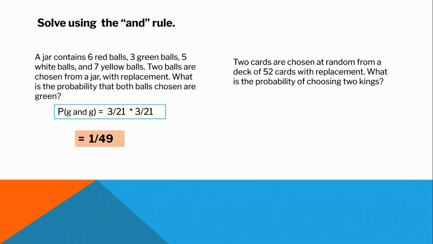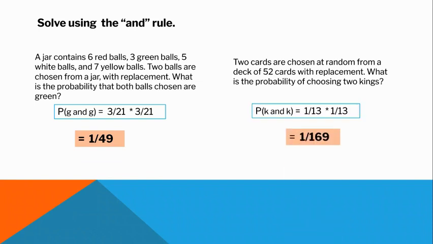2 cards are chosen at random from a deck of 52 with replacement. What's the probability of choosing 2 kings? Remember we talked about getting a king was 1 out of 13. So 1 out of 13 times 1 out of 13 is 1 out of 169.